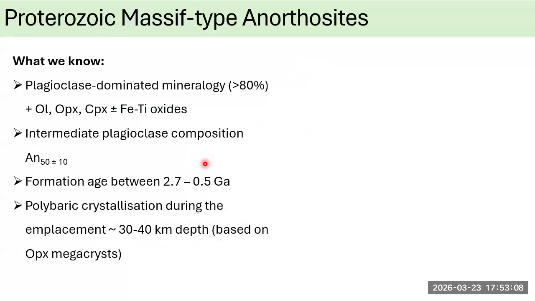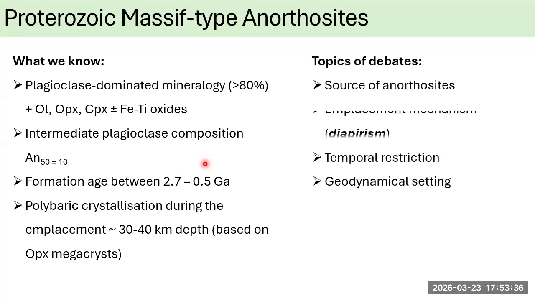The plagioclase composition is intermediate. Another interesting part about these rocks is that they only occur during Proterozoic time, from 2.7 billion years to 0.5 billion years. We do not have anorthosites on Earth on their own after that time. We know that they had polybaric crystallization, so they crystallized along a range of different pressures.